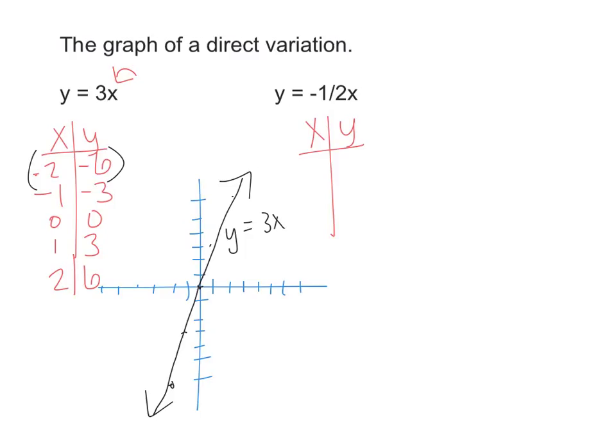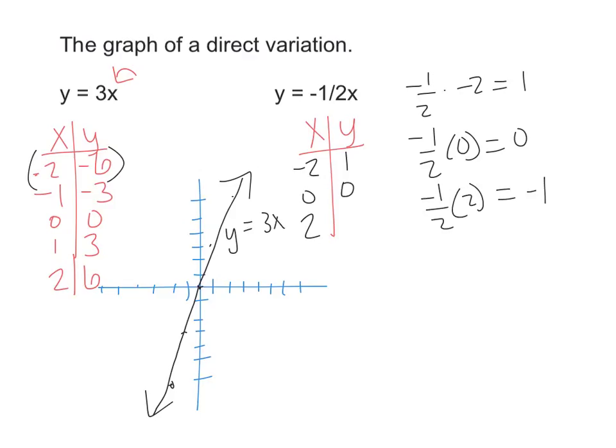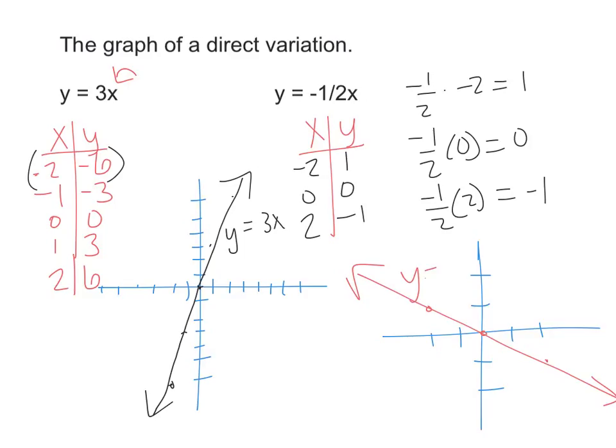Okay. I'm going to just pick -2, 0, and 2 for the second one. So plugging -2 in, -1/2 times -2 is 1. -1/2 times 0 is 0. And -1/2 times 2 is -1. And I'm going to plot those in a new graph. If I plot those points, -2, 1, 0, 0, 2, -1, that is my graph of y equals -1/2 x.